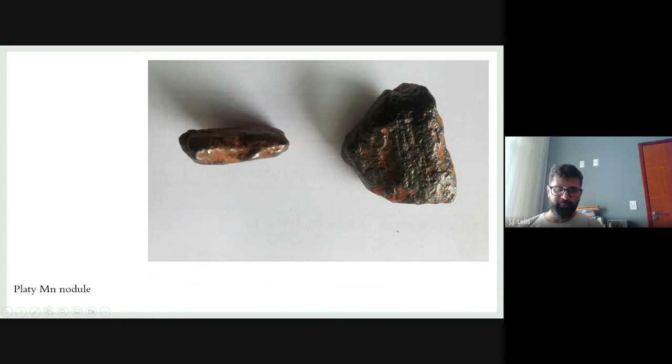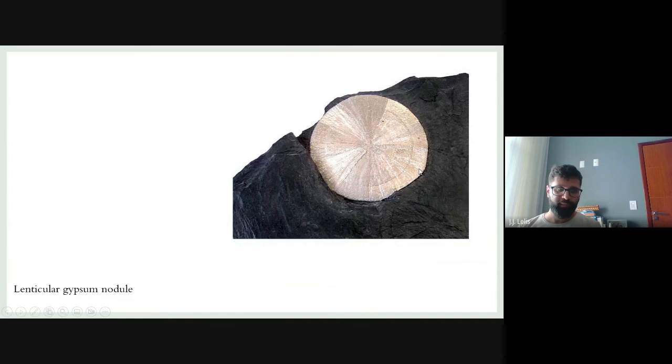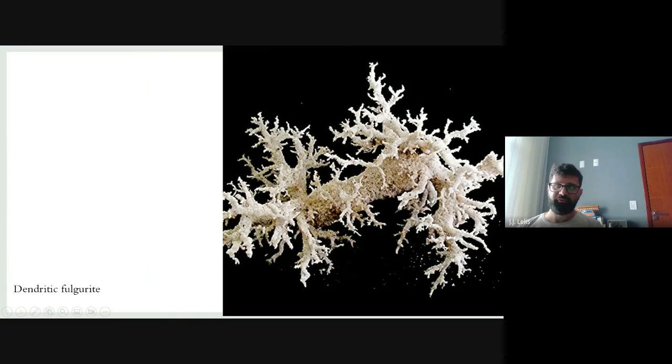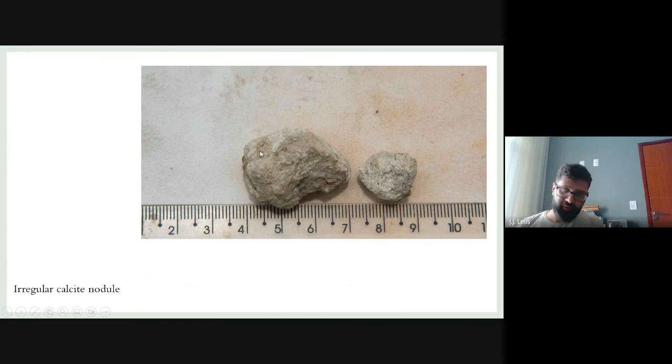You can see these platy manganese nodules in this case. We can see this lenticular gypsum nodule. Dendritic fulgurites. These fulgurites are produced by the action of storms in soil that create these materials inside the soil. We can see, of course, the most abundant shape is irregular. So it is an irregular calcite nodule.